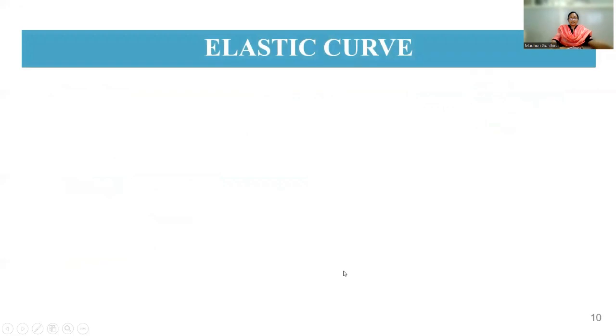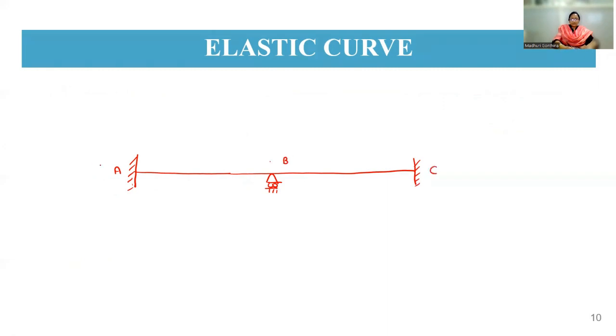Now we are going to draw the elastic curve. Here I am going to draw the continuous beam ABC. This is your two span continuous beam. This is your A, this is your B, and this is your C. Here we know that theta A equal to 0 and theta C equal to 0. Coming to theta B, it is 26.7 by EI, which is in anti-clockwise direction.